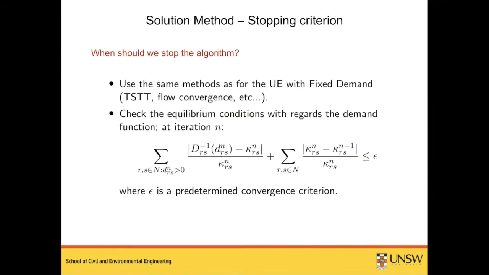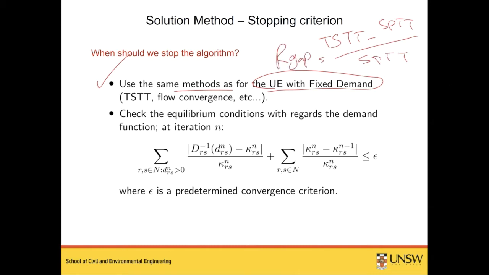But what is convergence now? The way we stop the algorithm when we have elastic demand is we try to reach two convergence criteria. The first one is as before. We use the same methods that we use with UE with fixed demand. Remember, for example, the relative gap definition was TSTT minus SPTT divided by SPTT, right? This was one of the convergence criteria that we had before, the relative gap.